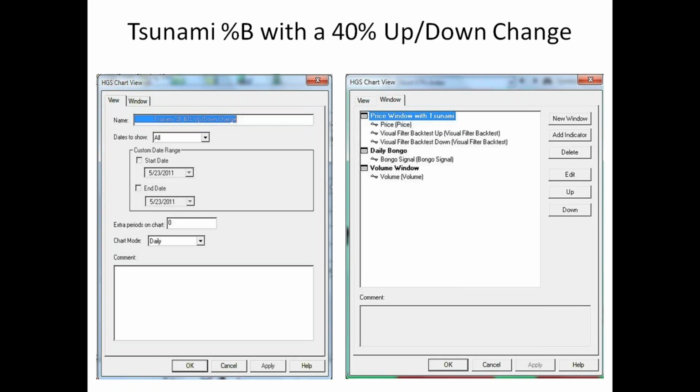Having done all of that, when it comes to this view, the Tsunami %B chart with a 40% up down change, if you're using the Bongo for confirmation or non-confirmation signals, daily works much better than weekly. So that's why I've got this name, Daily Bongo, and when you enter the indicator, make sure you uncheck the Use Weekly Data box. And then I always add a volume window. You don't have to, but I think volume is very important. It helps confirm or non-confirm a move. So this is how I created the Tsunami %B with a 40% up-down change window.